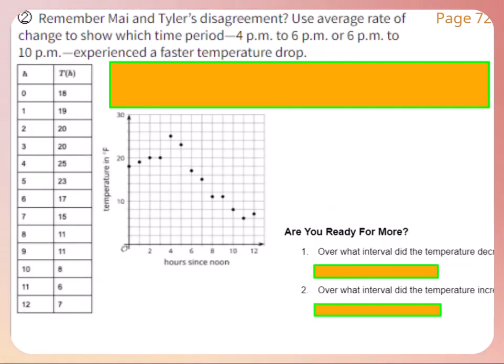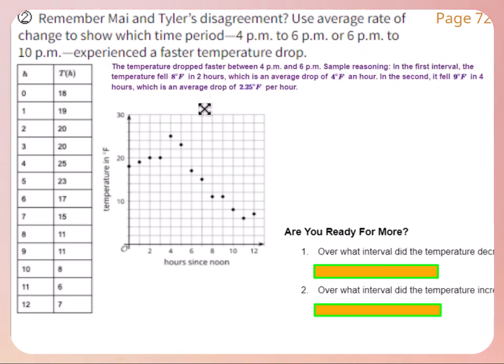We're looking at and graphing linear functions. Remember my and Tyler's disagreement? Use an average rate of change to show which time period, 4 to 6 or 6 to 10, experienced a faster temperature drop. Now I think we've already answered this. Let's go ahead and get this written down. All right, the temperature dropped faster between 4 and 6 p.m. because in the first interval we can find the rate of change, which is 4. In the second, the rate of change is 2.25.